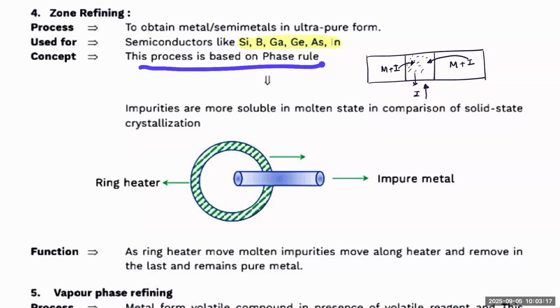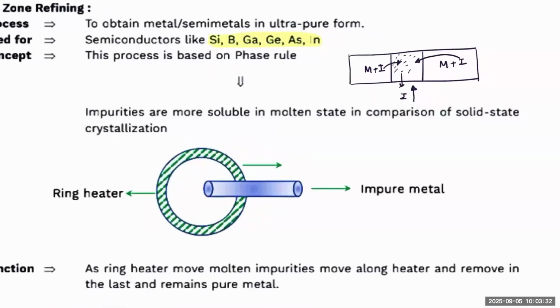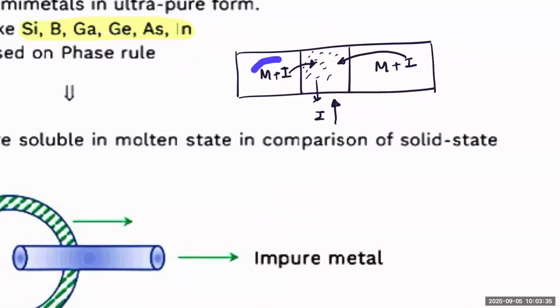This process is based on a phase rule. What is the phase rule here? Phase rule is this: impurities are more soluble in molten state in comparison to the solid state. Think this way here. Suppose I have a complete rod, and the entire rod has a mixture of metal and impurity. Somewhere in the rod, I started heating it exclusively on that specific area.